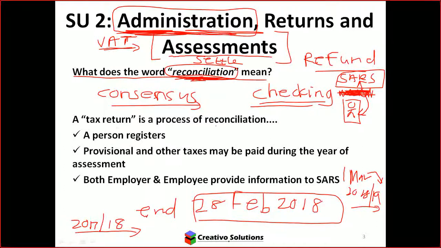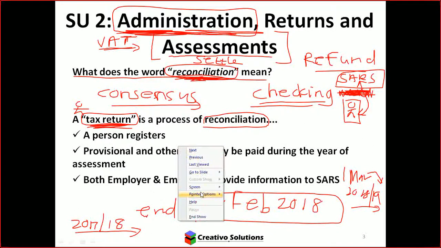A tax reconciliation process is going to take place, where we call that a return, because you are going to have to submit a document to SARS, and that's normally called a tax return. For an individual, it gets done once a year.